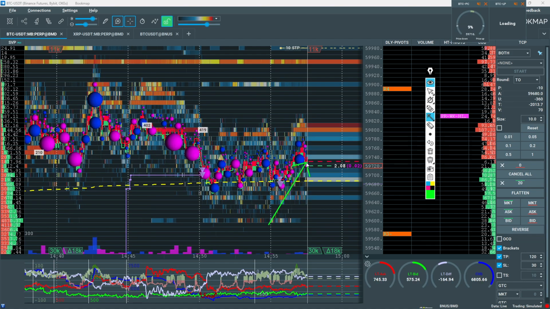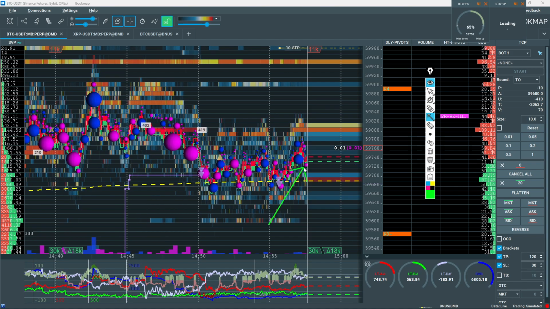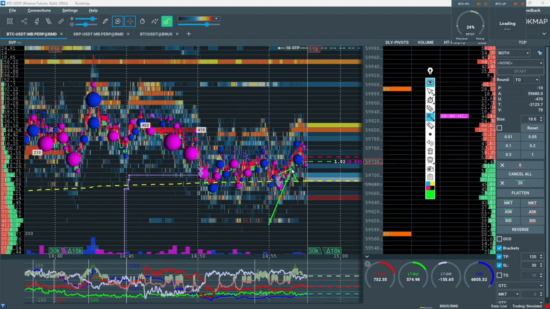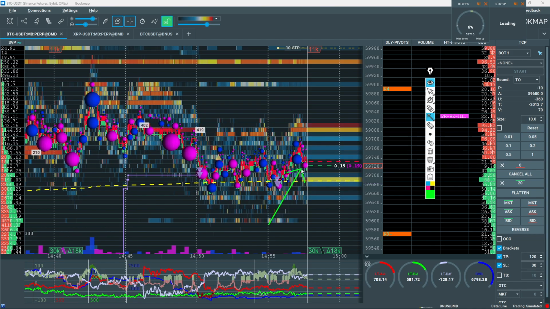So price action is back down here, and you're seeing those flashes right there of liquidity. Starting to see the sellers gaining control again.